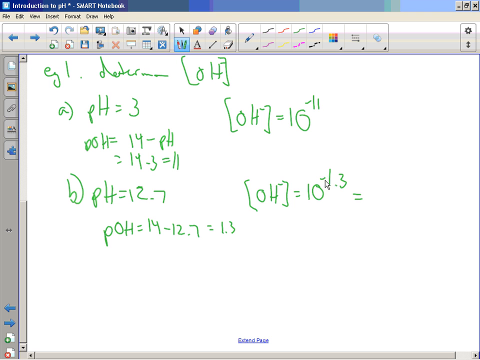Did you put the negative in there? If you don't put the negative in there, then you get a big number. We want a little number. What do you got? 0.05. It'd be nice if we had another digit. Is it exactly 0.50? Okay, 0.50. And again, that's a moles per liter.